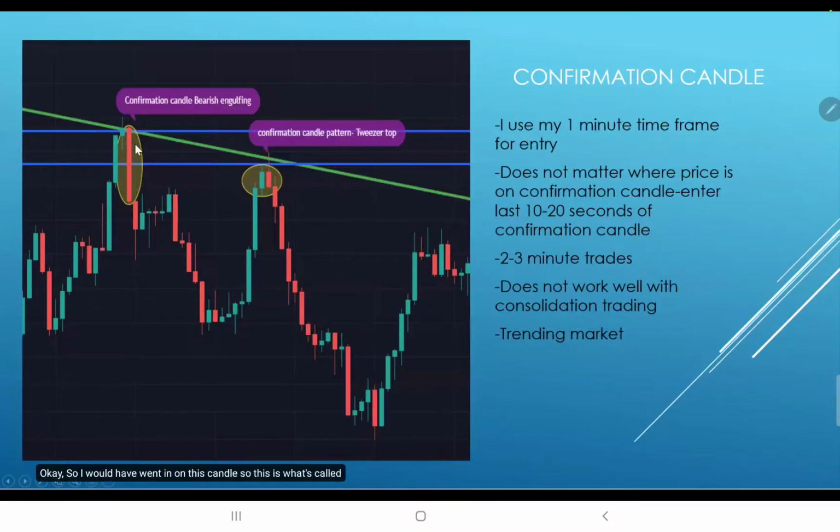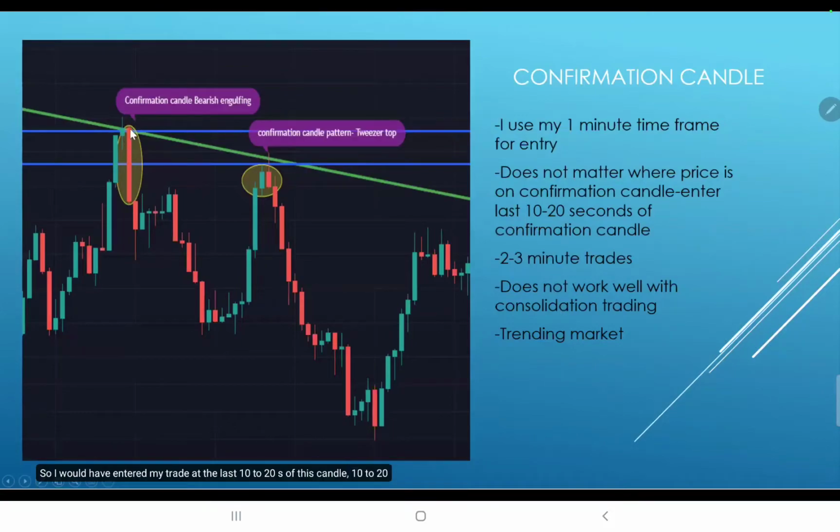So this is what's called an engulfing or bearish engulfing candle. Okay, so it completely engulfed this candle, and it has a big push downwards. So I would have entered my trade at the last 10 to 20 seconds of this candle.